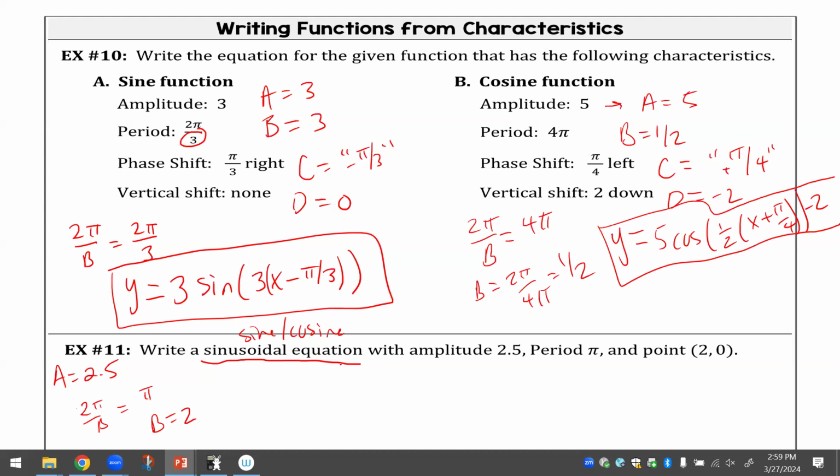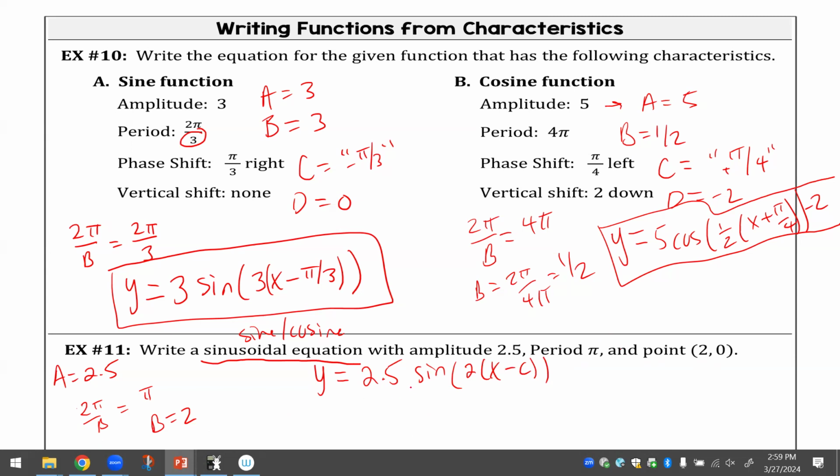Okay, so we're going to set up with what we know. So we know that y equals 2.5 sine of 2 times (x minus c). How do I know there's a c? Well, there has to be some kind of shift that allows (2, 0) to be part of this. So we're going to figure out the c.